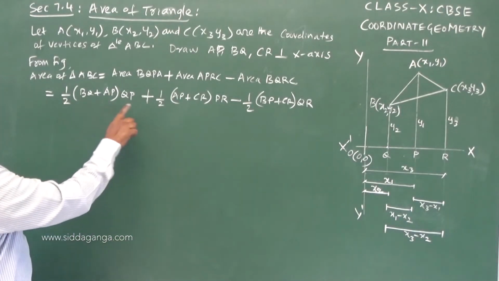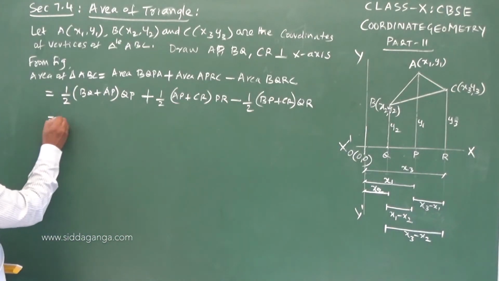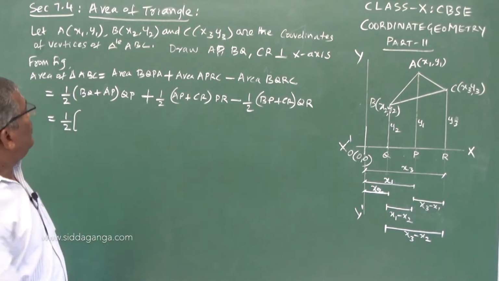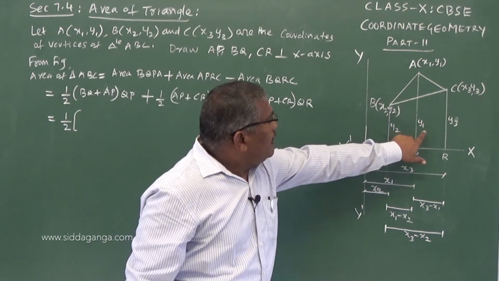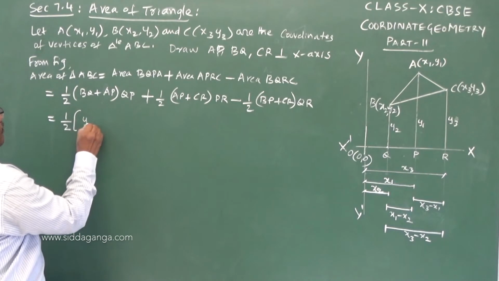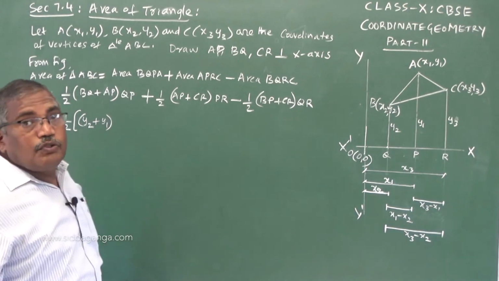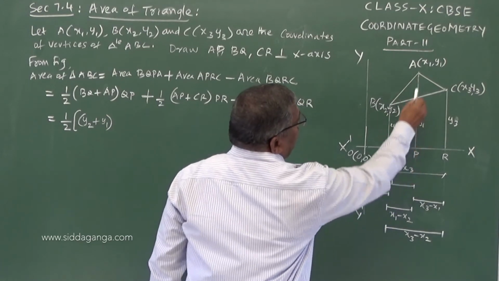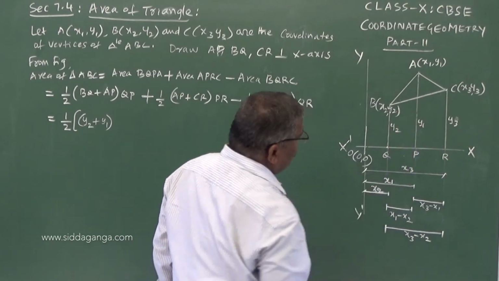This is half into this, minus half into this. So now I will take minus 1 by 2 outside, as a common factor. Now BQ plus AP: you can see BQ is Y2 and AP is Y1. So I will write Y2 plus Y1. You can say QP is X1 minus X2. You can see here X1 minus X2.